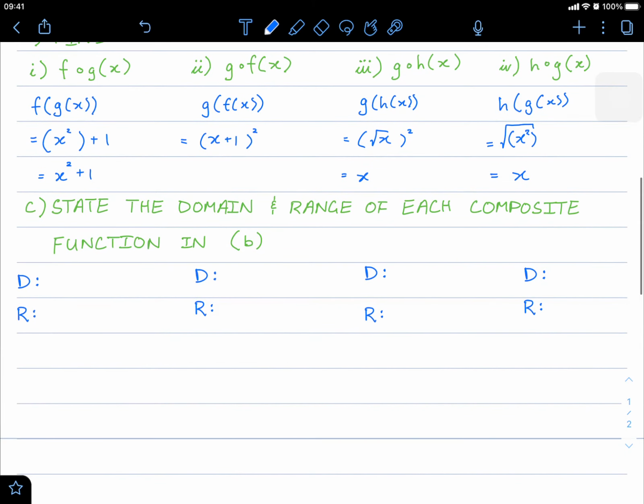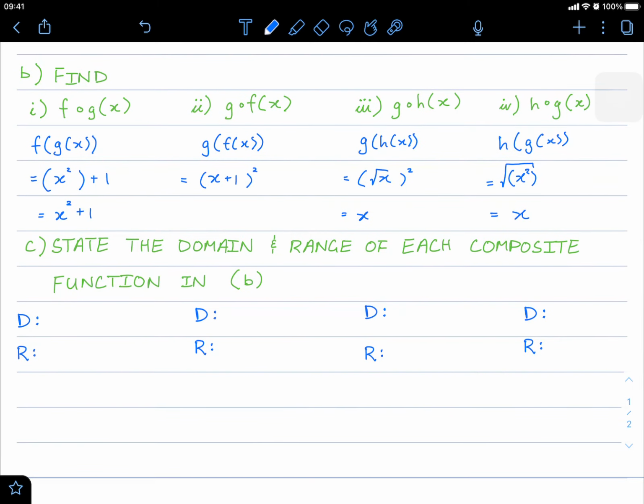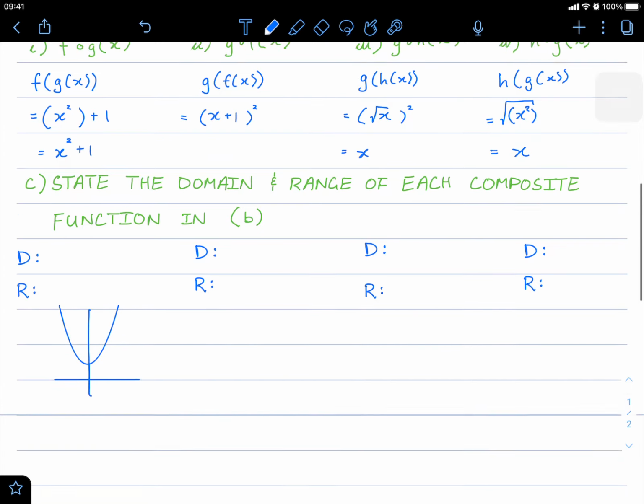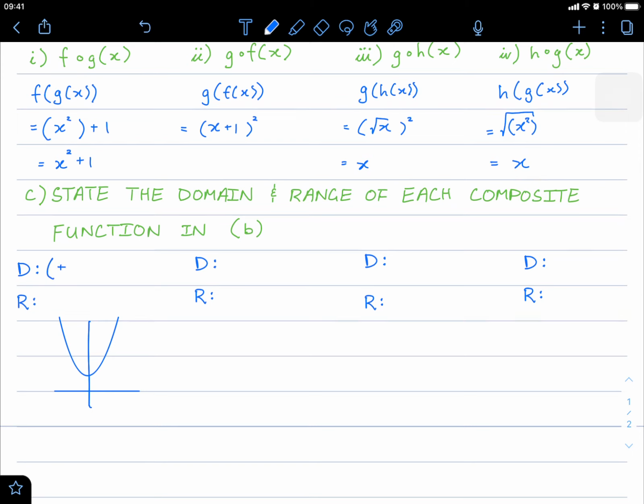But now, let's stop and think about the domain and range for each of these composite functions. For this one, that is just now a parabola that's been moved up like so. So its domain hasn't changed. It's still from negative infinity to positive infinity. But its range now has been shifted up. So its range begins at 1 and goes to positive infinity.